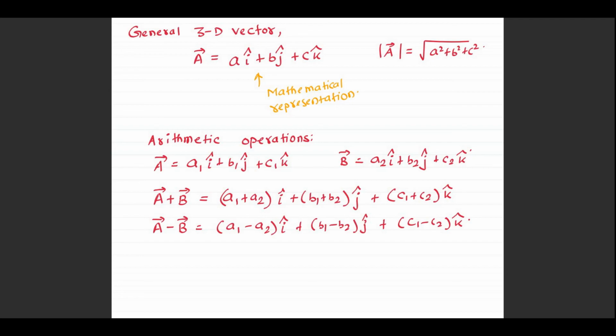We are still to discuss multiplication of vectors. There will be two types of multiplication, dot product and cross product. We will discuss them in the next video then.